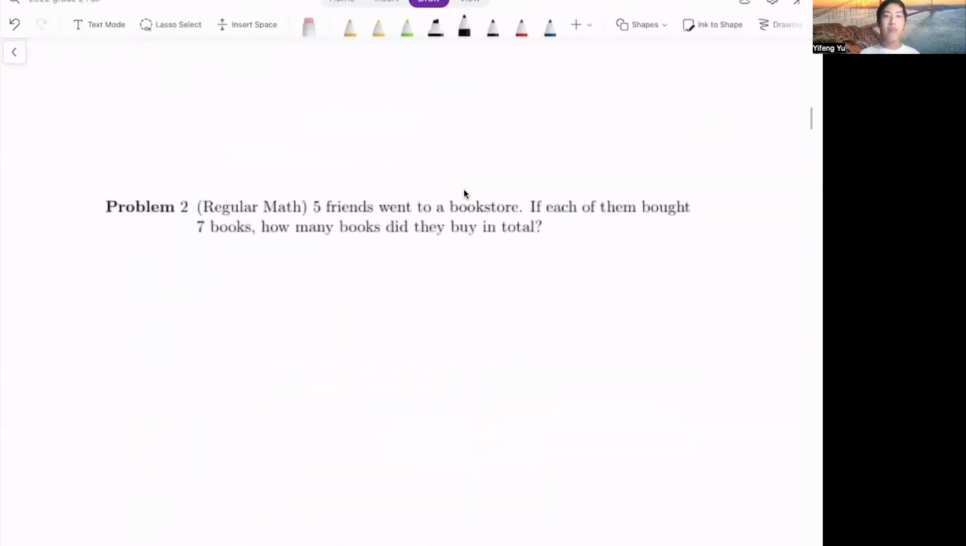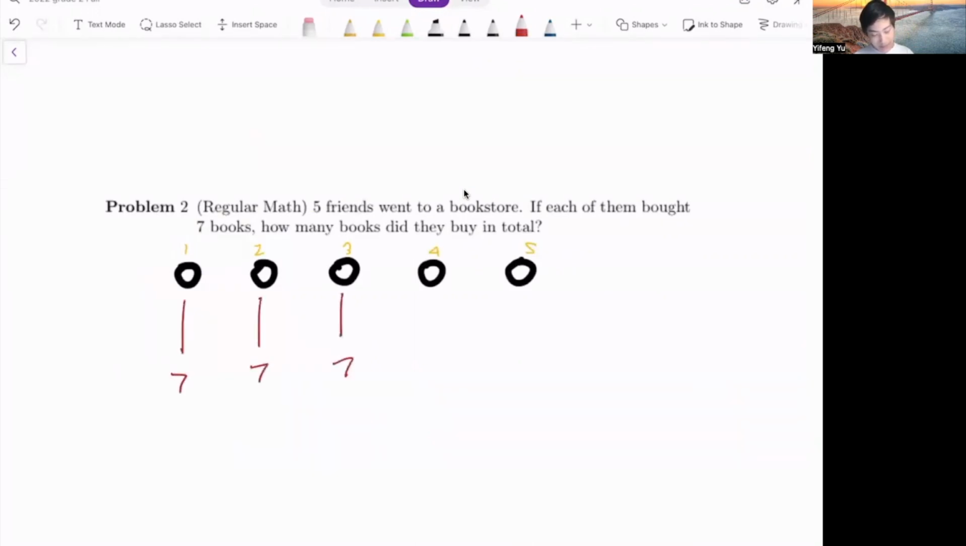Problem 2. 5 friends went to a bookstore. Then if each of them bought 7 books, how many books did they buy in total? We have 5 friends. Let's refer to the friends as circles. So we have 1, 2, 3, 4, 5. And each of them bought 7 books. So we have 7, 7, 7, 7, 7.